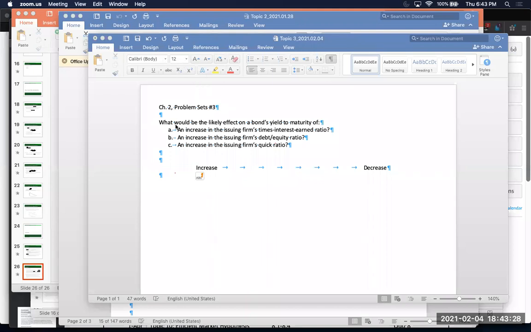So let's see. All right, A, what would be the likely effect on a bond's yield to maturity of an increase in the issuing firm's times interest earned ratio? Times interest earned ratio. Let me pull back the chapter to make sure that I'm giving you the correct definition. And if anyone remembers off the top of their head exactly what that means from the textbook's perspective, that's fine.